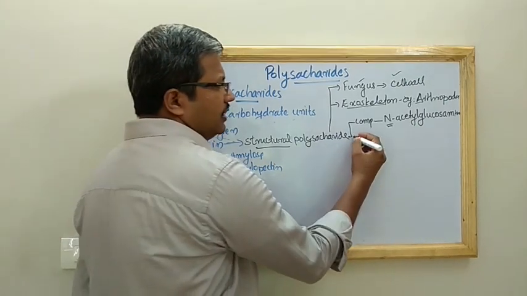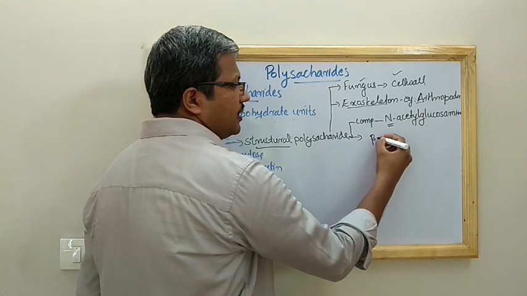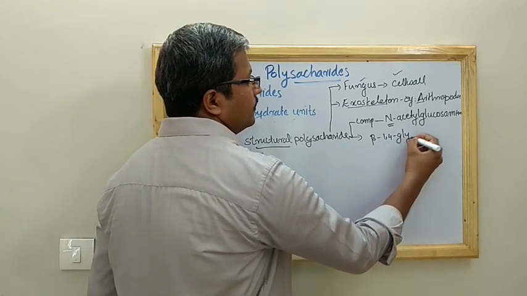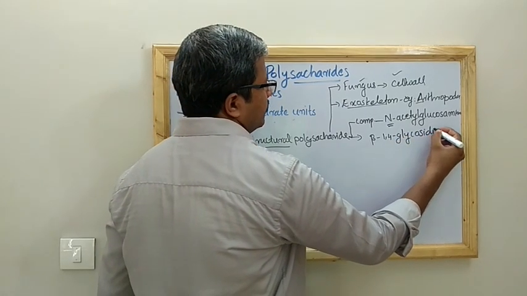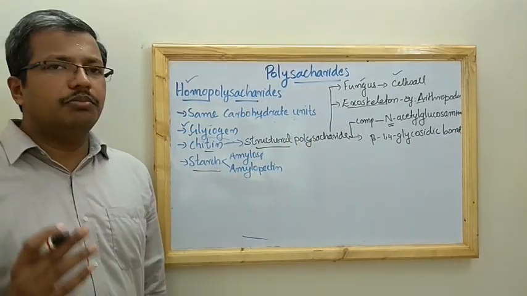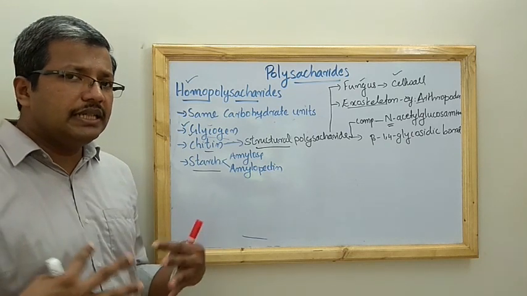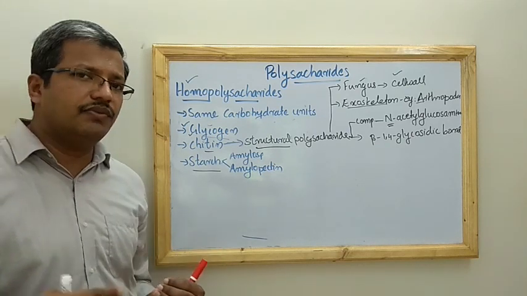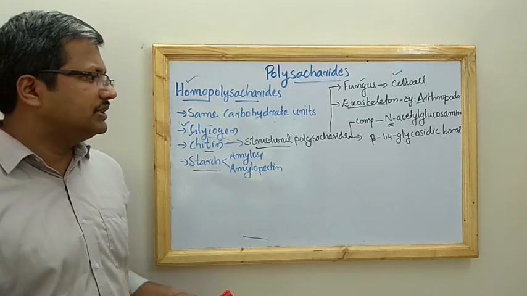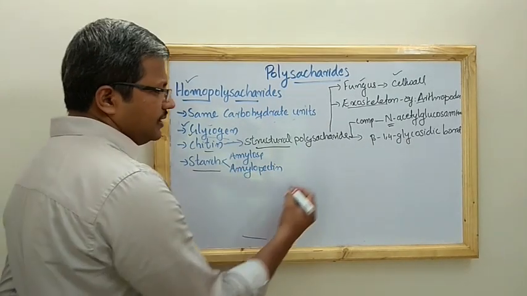So it is actually with the help of glycosidic bond, that is nothing but beta 1,4 glycosidic bond. So beta 1,4 glycosidic bond is linking the N-acetyl glucosamine to form the chitin. Hope you got it. Now let us see the structure. So here we can see first of all the chitin.